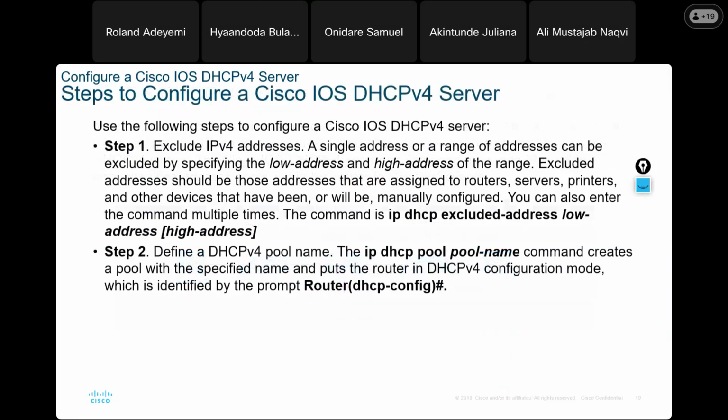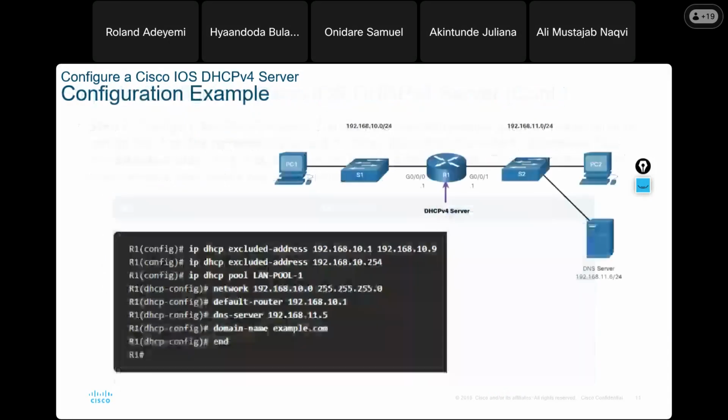So all these steps, we've done these ones ourselves. So let me see if there's anything I left out. So you can see I excluded the range of addresses. You can exclude only one if you like. You can exclude a range. You can pick in between and exclude. They define the pool, then point to the network, and this with the subnet mask, default router, the DNS server address, and then of course the domain name. And this is the topology they use here to do this configuration.